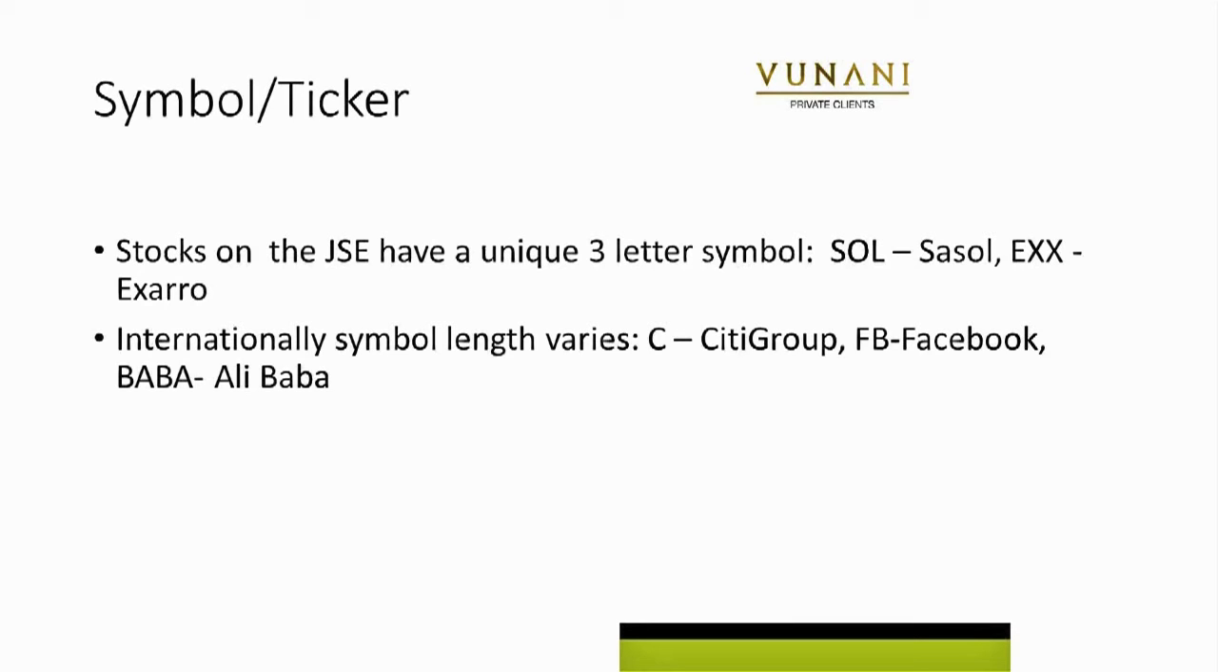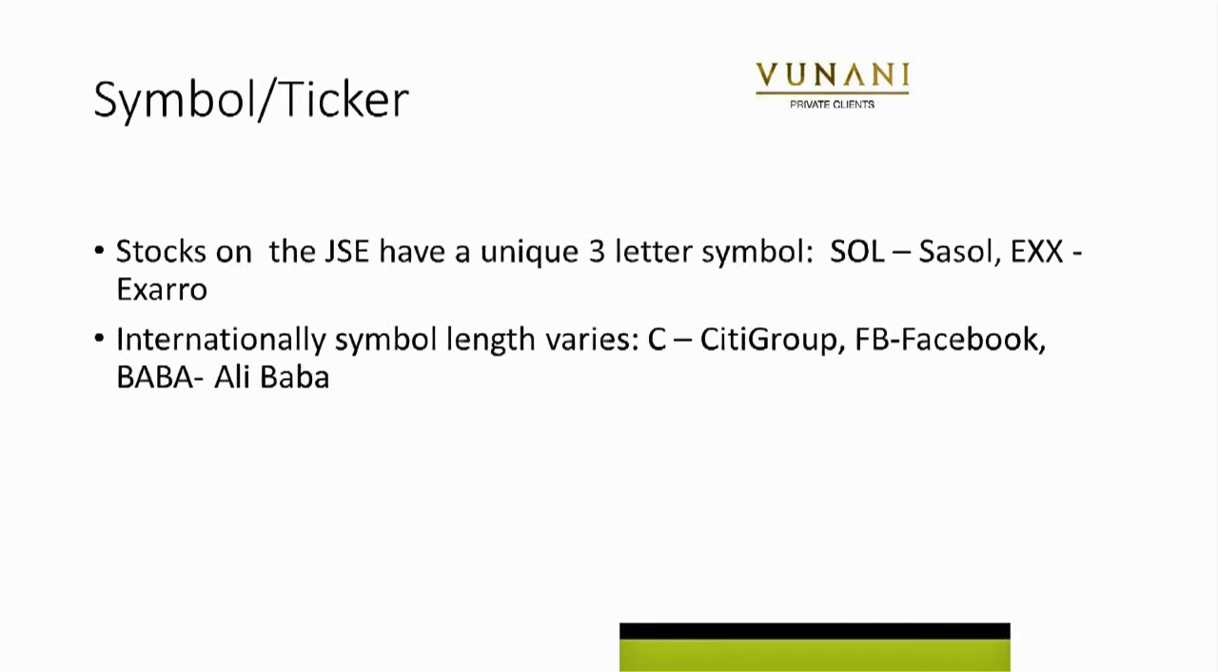Okay, the first thing we're going to cover is the symbol or ticker. In South Africa on the JSE, we have a unique three-letter symbol. For instance, SOL is Sasol, EXX is Exaro, KIO is Kumba. These are identifying letters for every particular share. Internationally, we have symbols used as well, but they vary in length. For instance, Citigroup has just a C. Facebook has FB, 2 letters. And Alibaba, which was recently listed, has BABA, 4 letters.